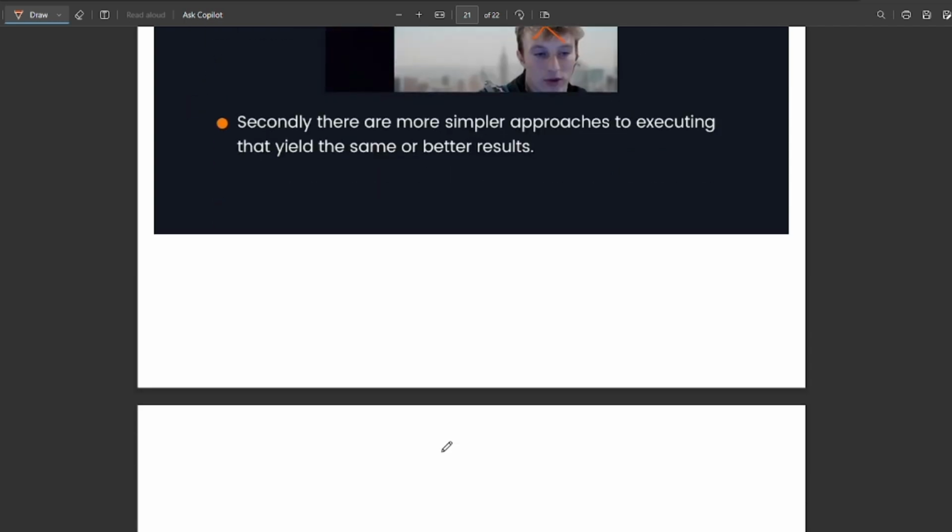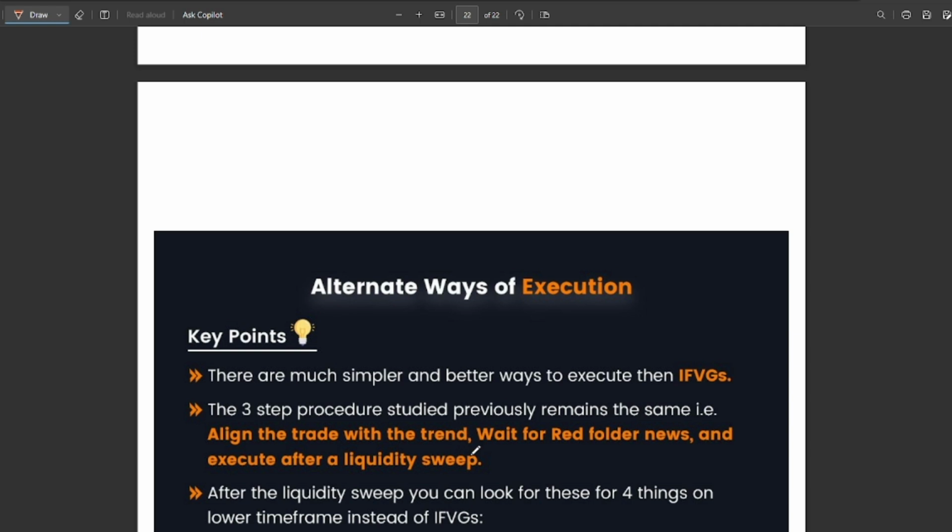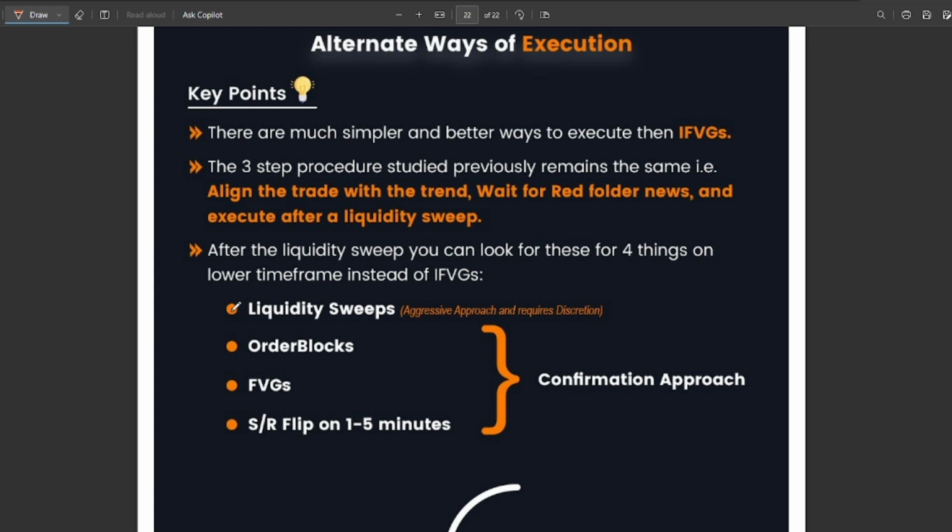So now let's move on to the other execution techniques that are sometimes better or even close to inverse fair value gaps. There are 4 alternate methods to inverse fair value gaps for execution, and they sometimes give better results. First of all, we have the liquidity sweep. Second, we have order blocks. Thirdly, we have fair value gaps. Fourthly, we have the SR flip on 1 to 5 minutes. Now the first approach, the liquidity sweep, is an aggressive approach and requires order flow data as well, so I wouldn't be covering it here. Now we will look at the other 3 techniques.